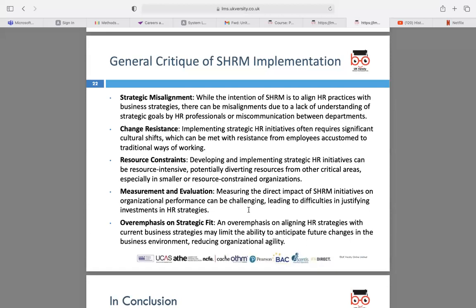And then the last part is overemphasis on strategic fit. HR strategies may focus so much on being a perfect fit for the business environment that you're not looking at how the organization needs to be agile, meaning how it needs to manage different changes that come up, and you need to anticipate future changes from the start.